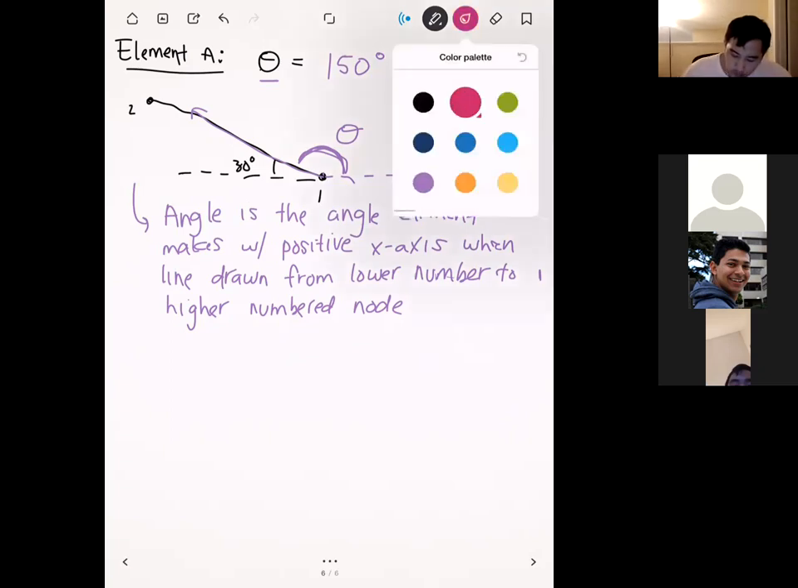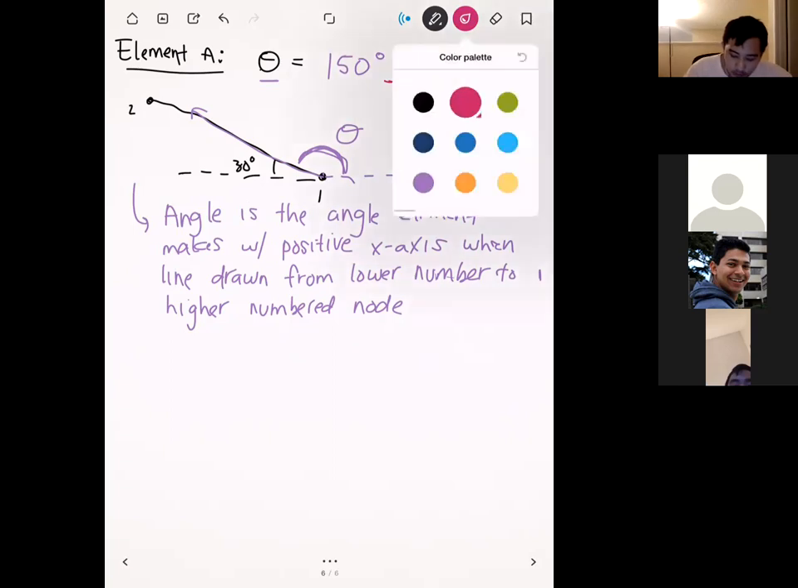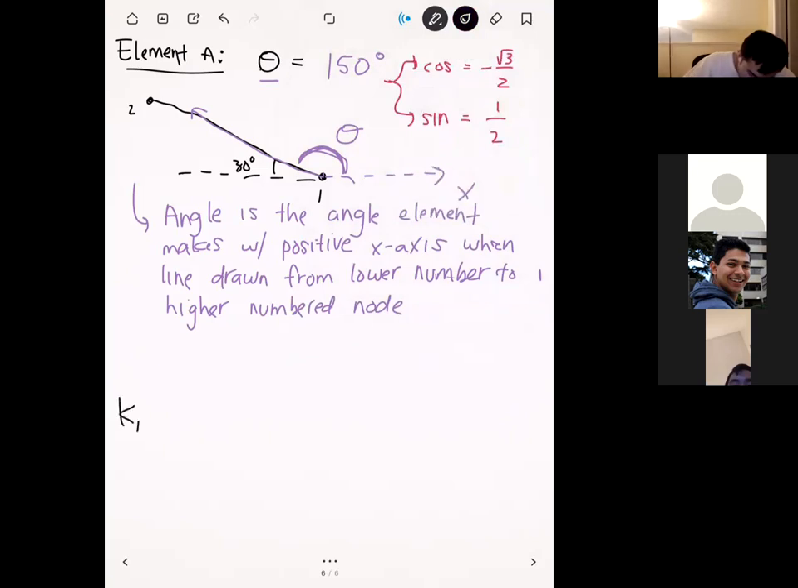And so with that, we're able to compute our cosine and sine. Cosine of 150 is going to be, what is it? Minus root 3 over 2. And sine of 150 is going to be 1/2. And so we can plug that into our equation for the element stiffness matrix, and we end up with the following. So we have element stiffness of A is equal to, on the outside, the area of the element times the element modulus divided by the length, or AE over L. And from that, we get 2.5 times 10 to the 5th.